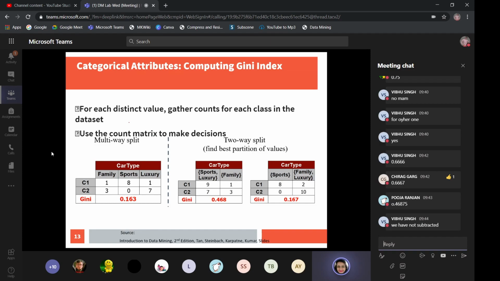Basically, the algorithm is simply for each distinct value, gather counts for each class. For example, if I attribute a split between 3 ways, then you gather count of classes and compute the Gini index based on that. So here, if you want to find the best partition, as we had discussed, then you will combine two or more types and then compute the partition. So in this case, this becomes a better partition.